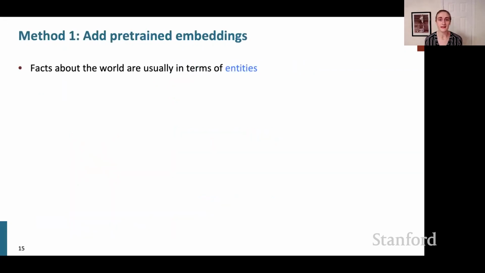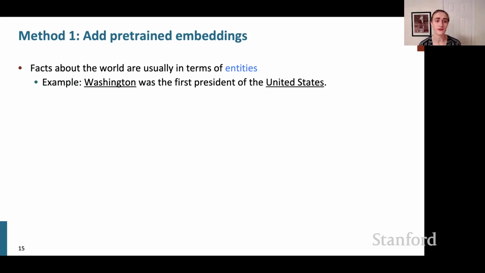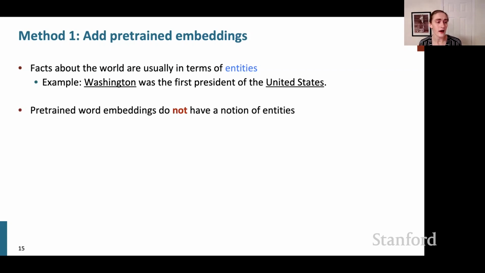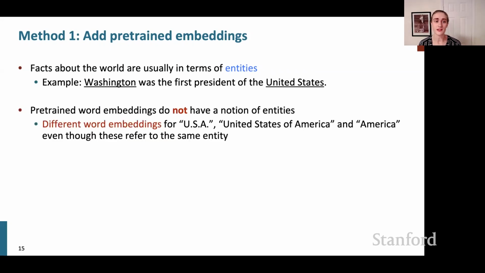So for adding pre-trained embeddings, we first need to figure out what pre-trained embeddings would actually be the most useful to add knowledge to language models. And this can start with an observation that facts about the world are usually in terms of entities. So if we have a fact like Washington was the first president of the United States, we have the entities Washington, United States. But pre-trained word embeddings don't have this notion of entities. So we'd have different word embeddings for USA, United States of America, and America, even though these all refer to the same entity. And this makes it challenging for the language model to actually learn any representations over these entities, since they may be referred to many ways in the text.